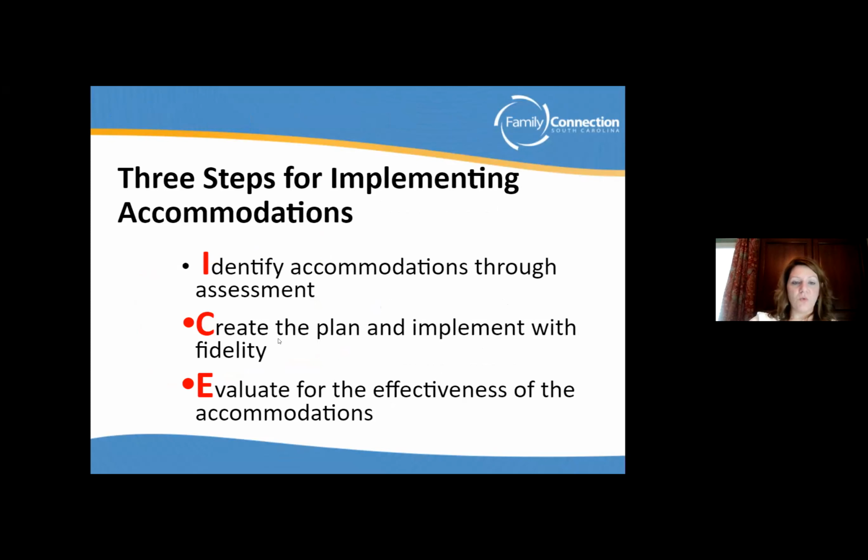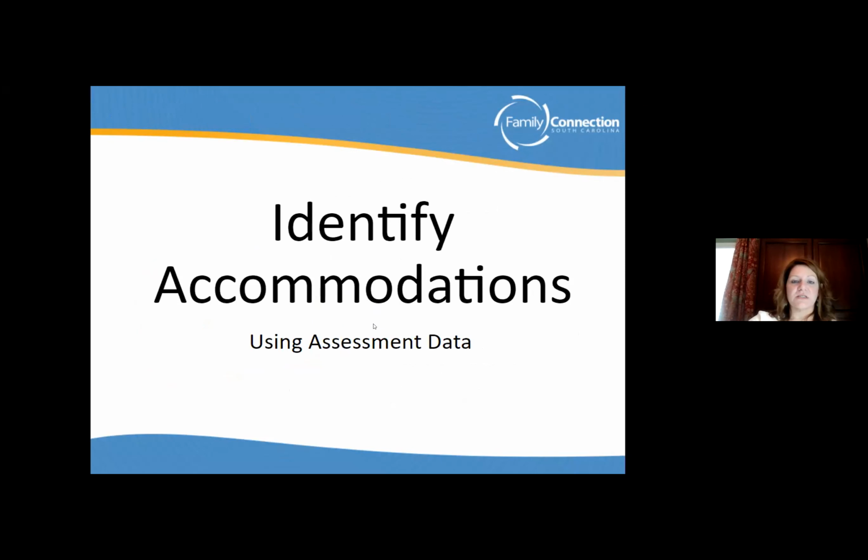So we'll talk next about ICE. And we'll refer to this a couple times through our presentation today. Three steps for implementing accommodations. The I stands for identifying accommodations through assessment. The C is creating the plan and then implementing with fidelity. And then E is evaluating for the effectiveness of the accommodation. So let's talk about those.